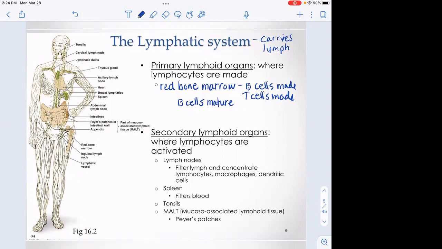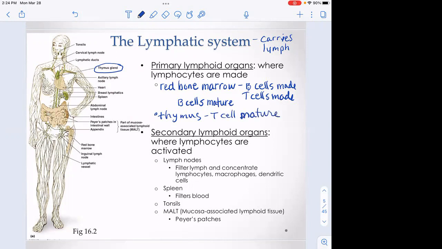Okay, the other primary lymphoid organ is the thymus. So this is a small gland near the heart. Most of the work that the thymus does happens before we're born. And then that organ shrinks and shrinks and becomes less important as we age. But this is where T cells mature.